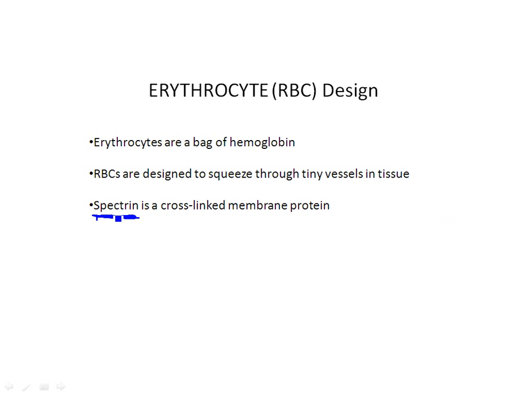It's called spectrin. Spectrin is a special membrane protein that causes some cross-linking of the molecules, and that gives these red blood cells their flexibility so that they can squeeze through all the little tiny spots without rupturing, because if they ruptured, they would do you no good. So that spectrin is the membrane protein that helps them squeeze through the tiny vessels, the capillaries.